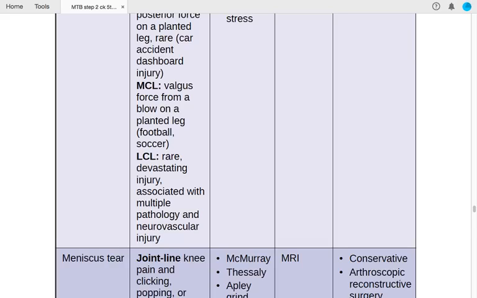In the case of a lateral collateral ligament tear, it's actually rare, but a devastating injury associated with multiple pathologies and neurovascular injuries. So there are multiple pathologies and multiple neurovascular injuries in the case of the lateral collateral ligament.